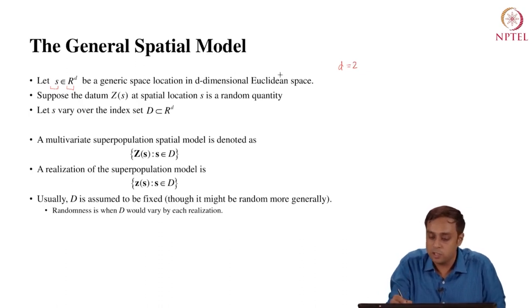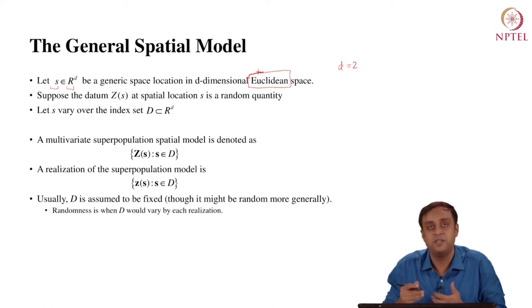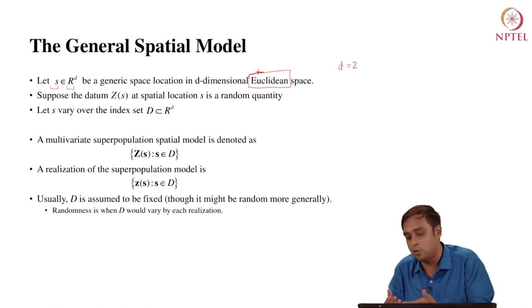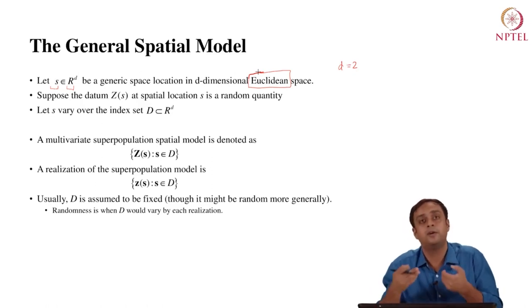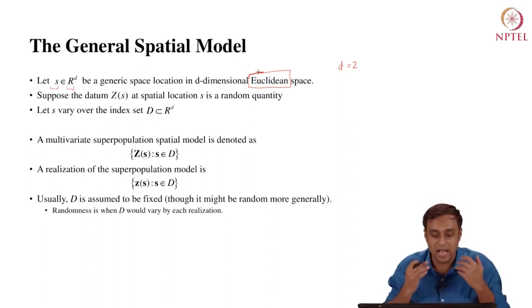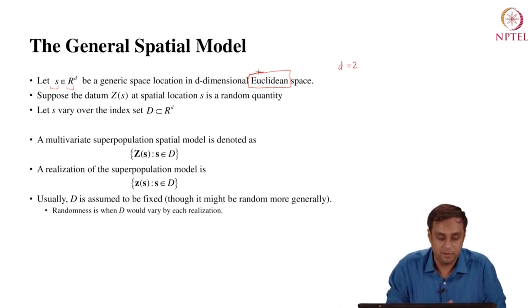And what we are also saying is that we are going to work with a Euclidean space. So now, when we declare a Euclidean space, what we are also declaring is our method of measuring distance between two points, right? So we have said quite a bit in that one sentence, right?